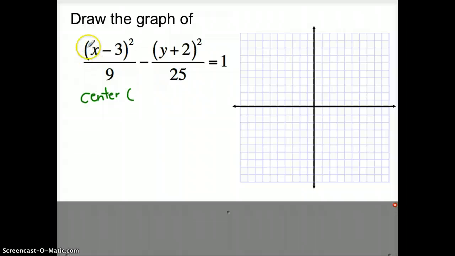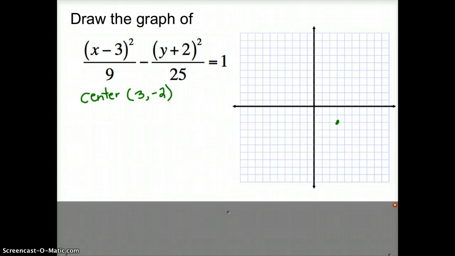Make sure you pay attention that this is the x coordinate because it's with the x, and this one's the y because it's with the y, because we could also have them turned around, remember? So this would be 3, -2. I'm going to go ahead and plot that point. So 1, 2, 3, -2, 1, 2.